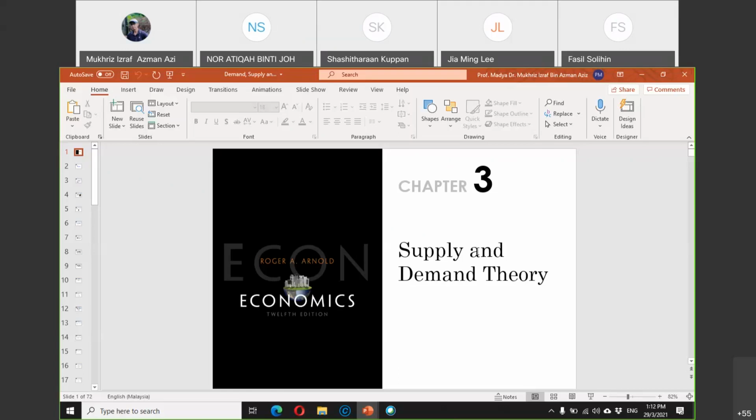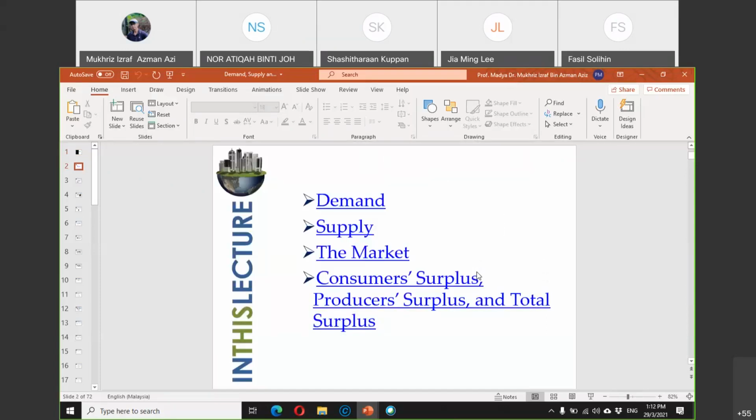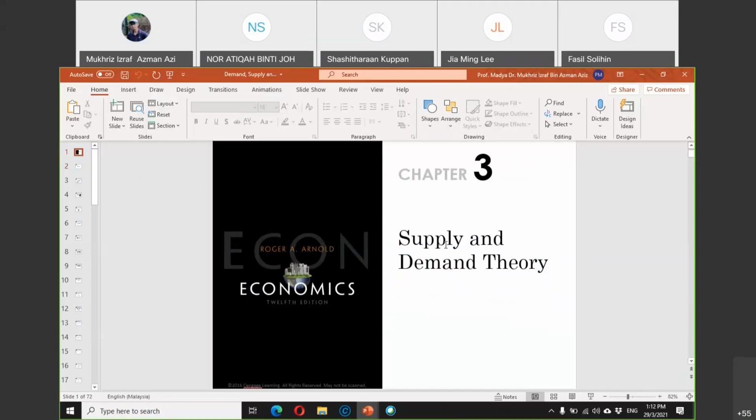Beginning on chapter 3 onwards, you're going to look at a lot of graphs or curves, diagrams in economics. Especially for topic number 3, the beginning of demand and supply, you're going to see basic curves. So this slide is taken from the Arnold Mean textbook. For today, we're going to cover the first half, which is on the demand side.